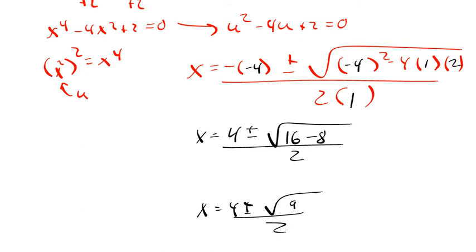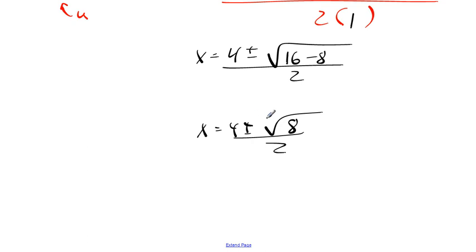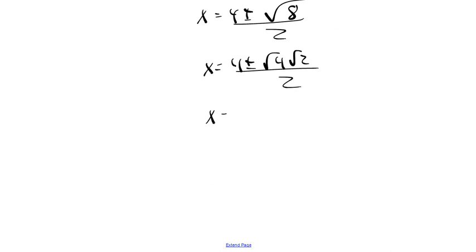All right, so I need to change that, not to 9, but to an 8 right there. All right, so it should be 8. Let's keep going on here. We want to simplify this to its most simplified form. So we have x equals 4 plus or minus, let's break down radical 8 as radical 4 times radical 2, all over 2. So we get x equals 4 plus or minus the square root of 4, which is 2, times the square root of 2, all over 2.